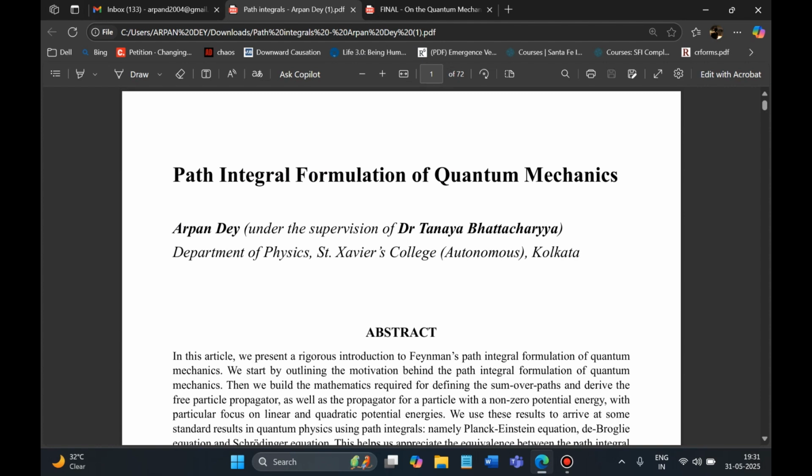You should check that out because in that video I have rigorously derived path integrals. I rigorously introduced the concept of path integrals, as well as mathematically showed how the path integral expression as well as the free particle propagator is derived. I have also shown how the Schrodinger equation for a free particle, when the potential energy is zero, is derived. I have also derived many more standard results in quantum mechanics, like the de Broglie relation as well as the Planck-Einstein relation in that video.